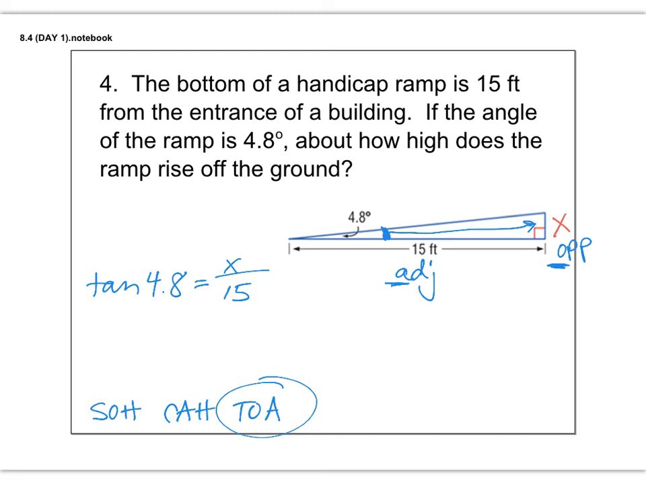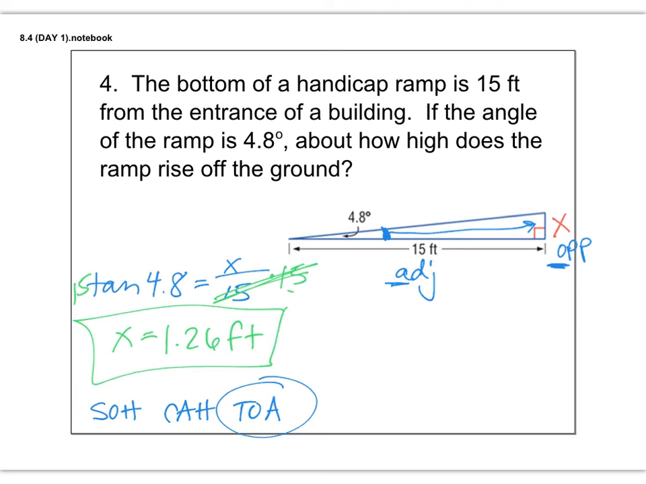Multiply both sides by 15. Type it in your calculator. And x should turn out to be, I'll pause for a second so you can type it in. Should end up being 1.26 feet off the ground.